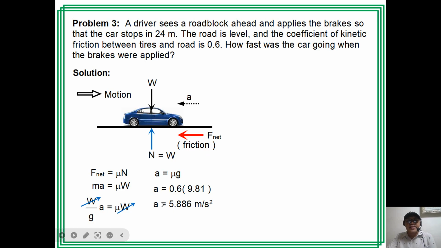So this is negative acceleration, deceleration. So initial velocity is unknown. Final is 0. Distance is 24. Find V1. Using this formula.